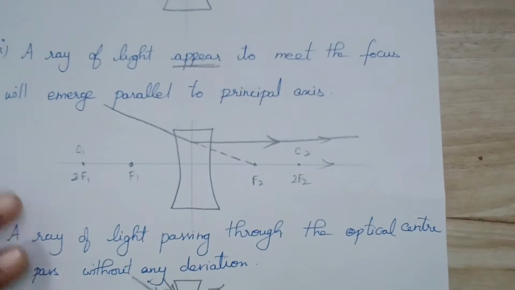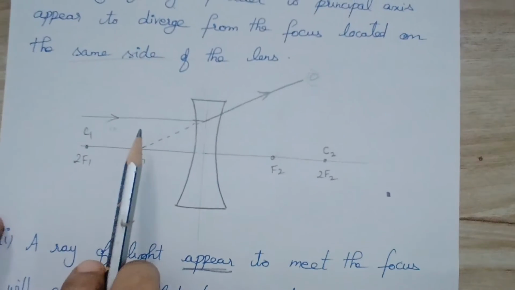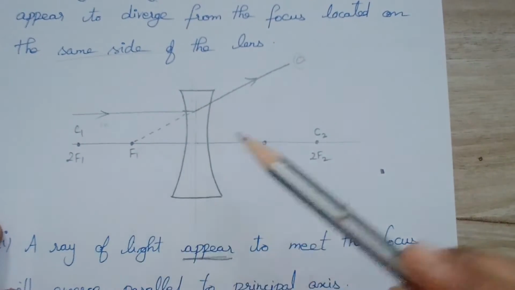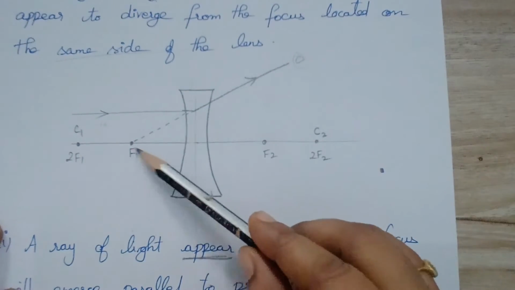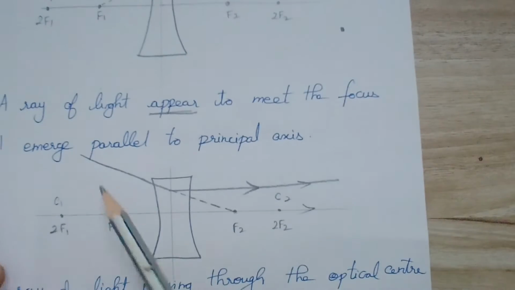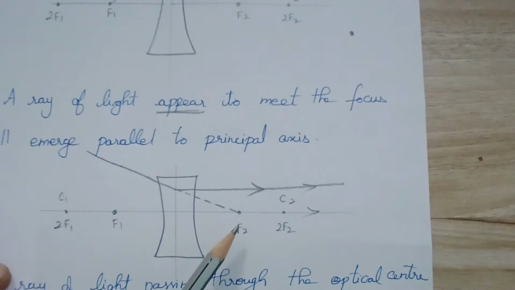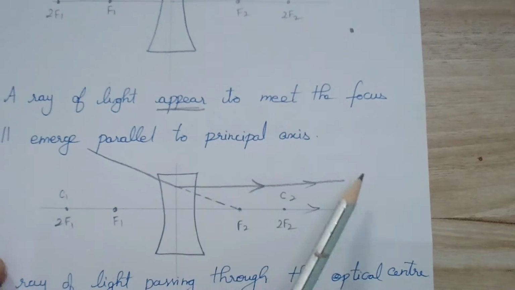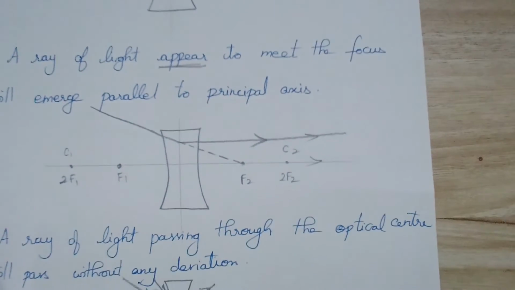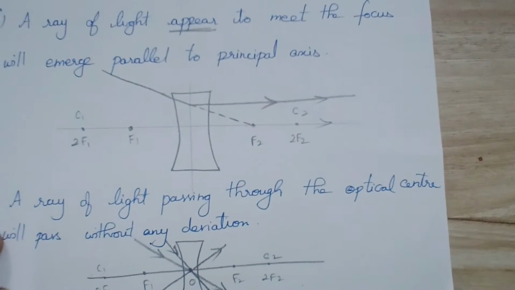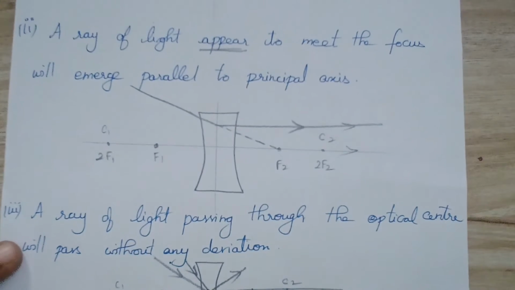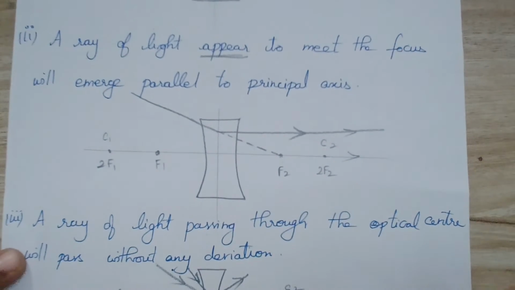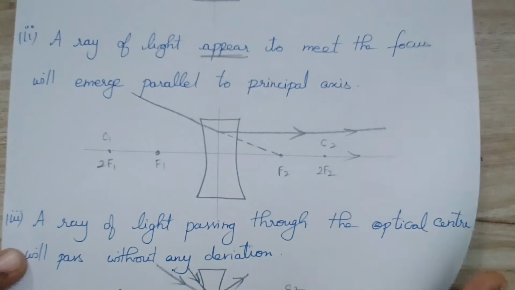That's all. So the three rules are: when it is parallel to the principal axis, it appears to diverge from the focus point on the same side of the lens. When it appears to meet at the focus point, it will emerge out parallel to the principal axis. And when it passes through the optical center, there is no deviation. Okay, these are the three rules to be followed while drawing the image formation by the concave lens.